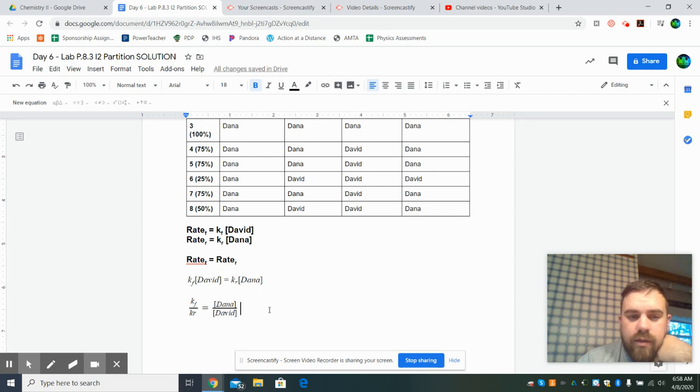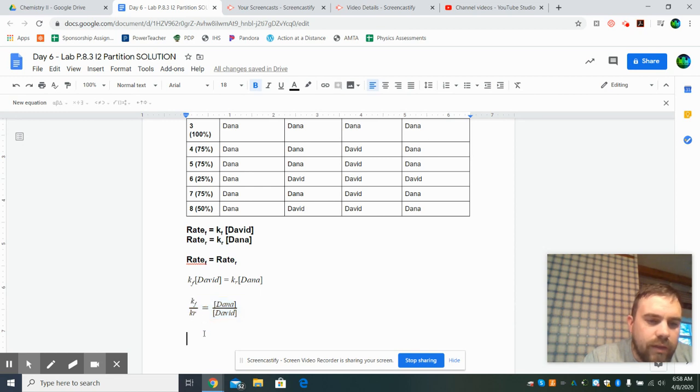because what we're saying is the forward rate constant is going to be bigger than the reverse rate constant because the concentration of Dana, we know, is bigger than the concentration of David. And so this is what we often refer to as the equilibrium constant. And let me show you what I mean.